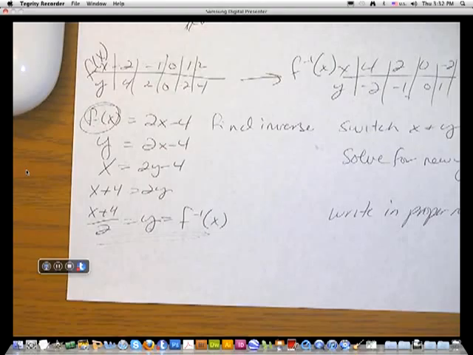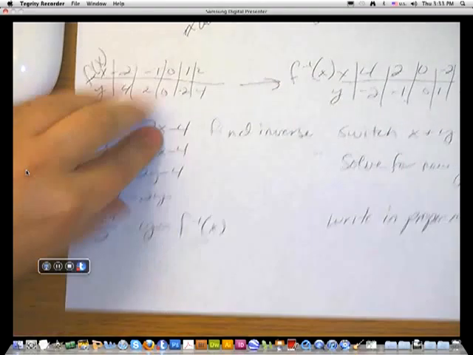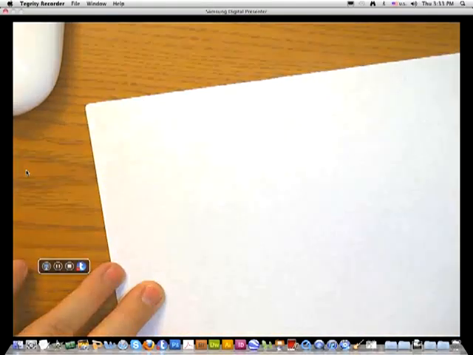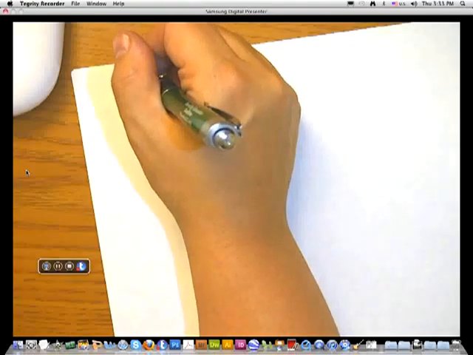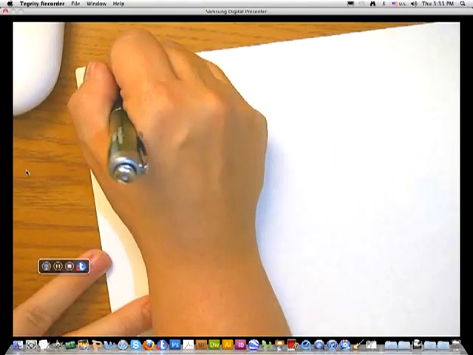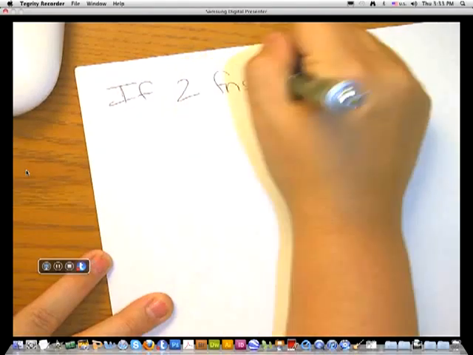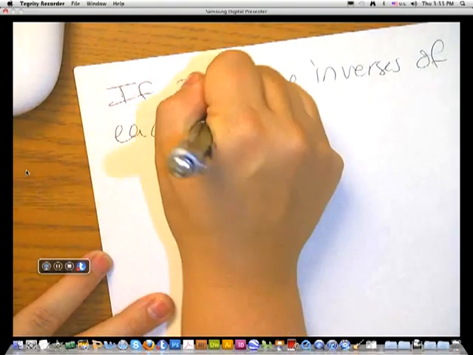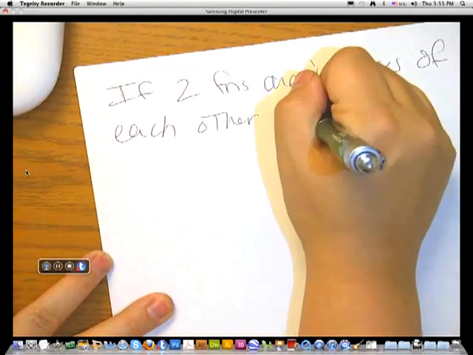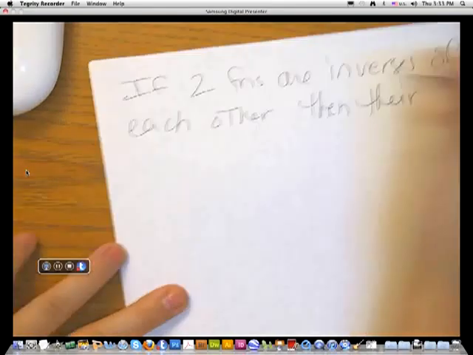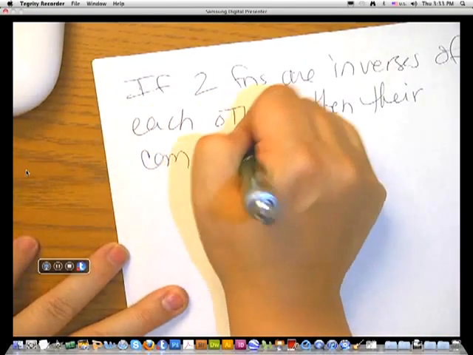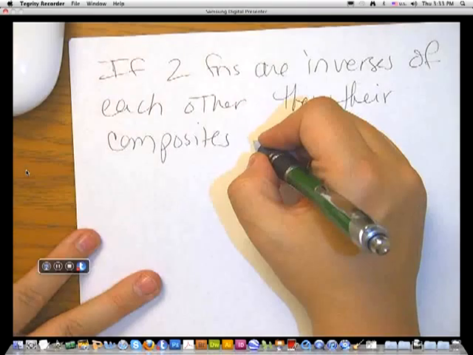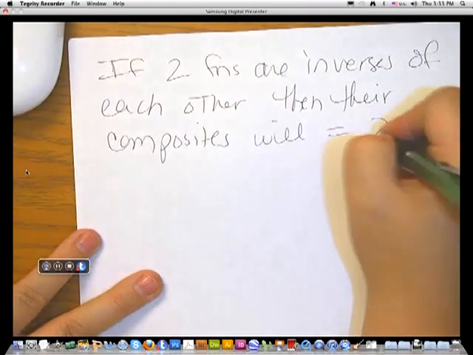If you have two functions, an f function and a g function, you might be asked to see if they are inverses of each other. If two functions are inverses of each other, then their composites, and remember composites is what we did in the last section, will equal x.